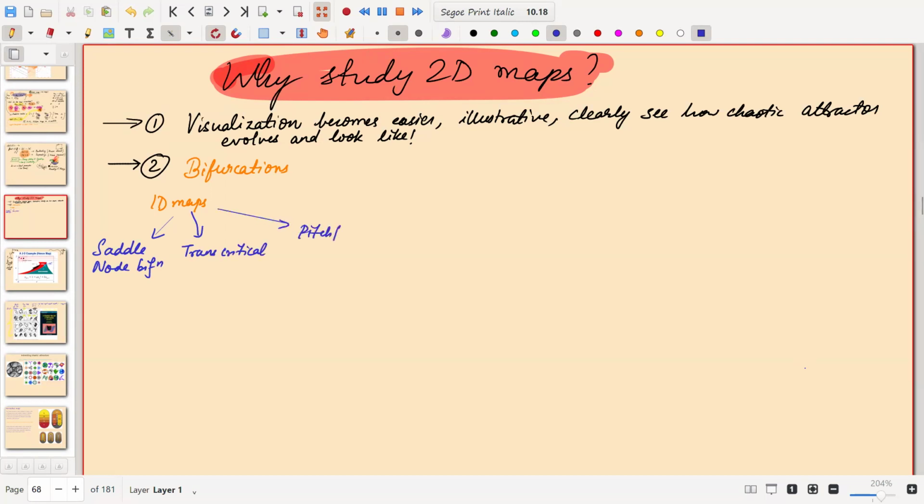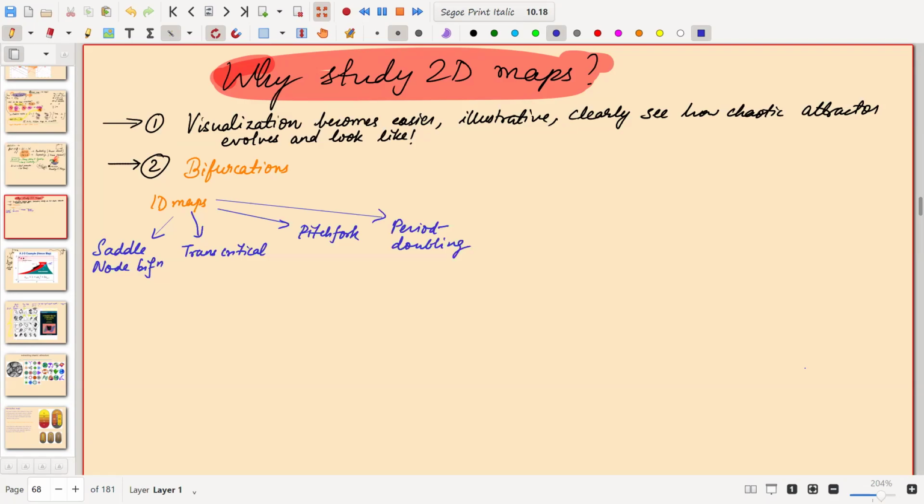pitchfork. And one of the most important you are missing, period doubling. That one we saw very clearly, right? Period doubling bifurcation. So these are the 4 bifurcations which you have seen in 1D maps. However, there is one bifurcation which is missing. And that bifurcation is pretty interesting.